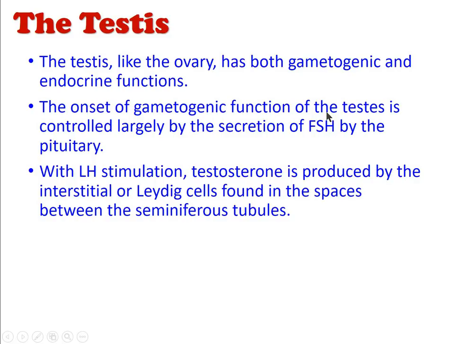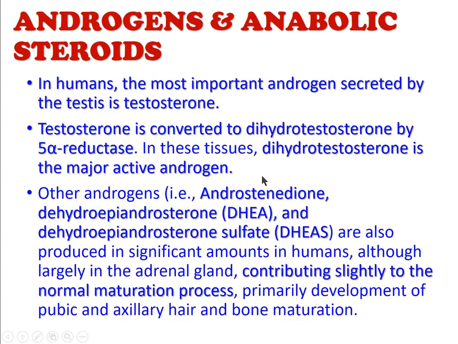FSH in females was involved in follicular stimulation in the menstrual cycle, and what was LH doing? It was triggering ovulation, right? But here in males, FSH has gametogenic functions, and LH drives testosterone synthesis from interstitial Leydig cells found between the seminiferous tubules. There's no need to memorize this, but the bottom line is that you have to remember what FSH is doing. FSH is responsible for gamete formation, whereas LH is responsible for testosterone production.